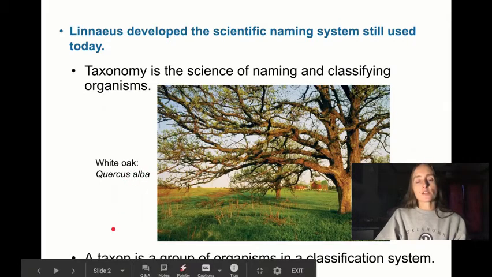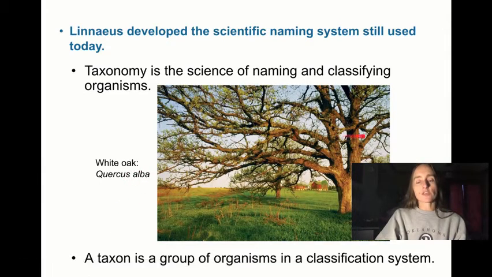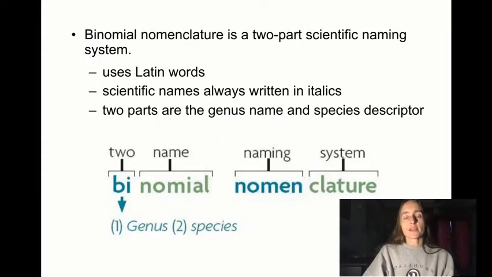A taxon is a group of organisms in a classification system, so when we call them a taxon, that's what we're referring to. It's just a grouping of organisms. And the system we use to name it, we call binomial nomenclature, which if you break it apart literally means a naming system. And so we get our scientific names. Most of our scientific names have two words. Some have three, but most have two.